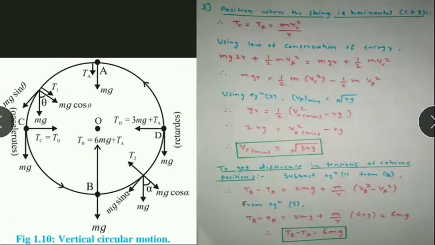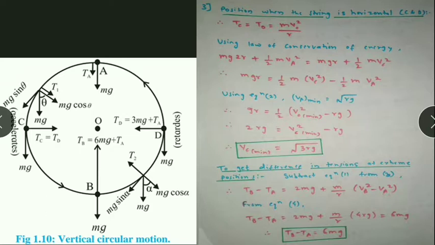Now consider position when the string is horizontal, that is at point C and at point D. Consider point C. There are two forces acting on the point object. First, its weight mg in downward direction, and second, its tension Tc towards the center. Only tension provides necessary centripetal force. Therefore, Tc is equals to mv square upon r.